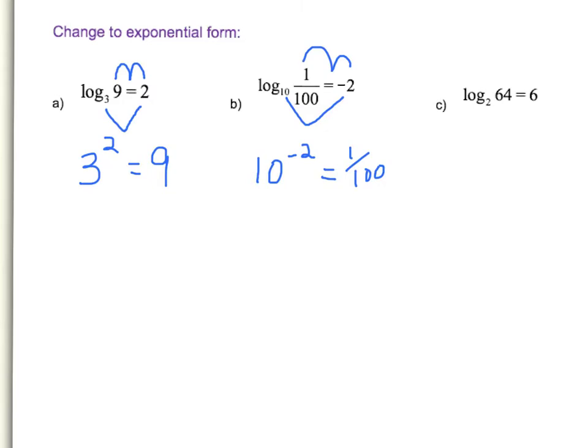Okay? Now let's try c. Our base is 2, so it's going to be 2 to the x power, and that is going to be equal to 64. So again, our base is 2. The answer to our log function is the exponent of our exponential function, and the argument of our log function is the answer to our exponential function.